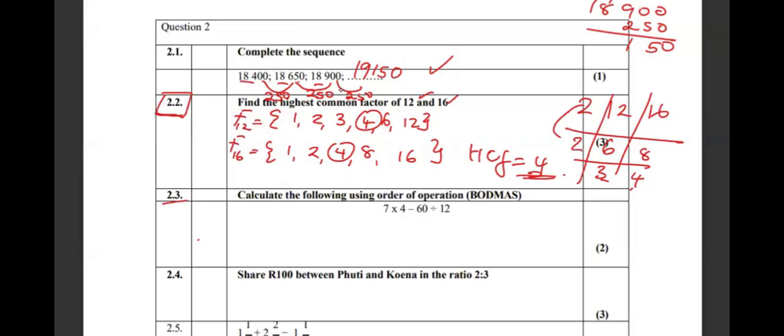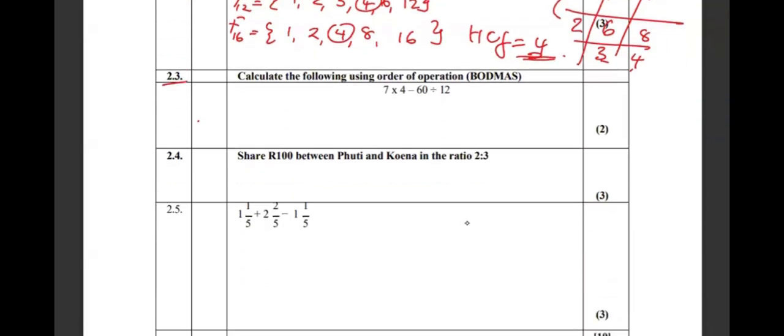So question 2.3. Calculate the following using order of operations. So still remember, it's the BODMAS. Brackets, division, multiplication, addition. And so I'm going to multiply this. I'm going to divide that. So 7 times 4 is a 28 minus 60 divided by 12 is a 5. So 28 minus 5 is going to give me a 23.